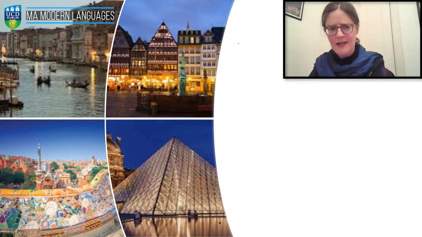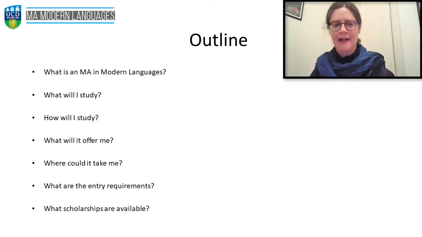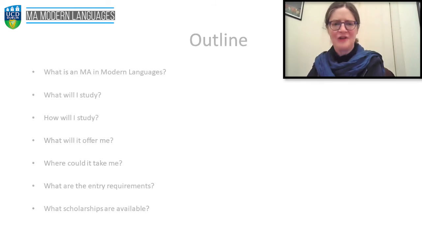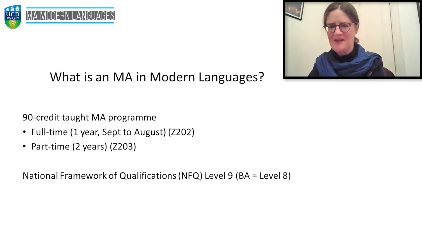So I'll tell you what you'll be studying, how you'll be studying, where this MA might take you, what you need to get in, and I'll talk briefly about fees and scholarships at the end. So if we just have a look, first of all, at the most basic question, what is an MA in Modern Languages? Like all of our MA programs, it's 90 credits, either full-time over 1 year, part-time over 2 years, and it corresponds to the NFQ level 9.